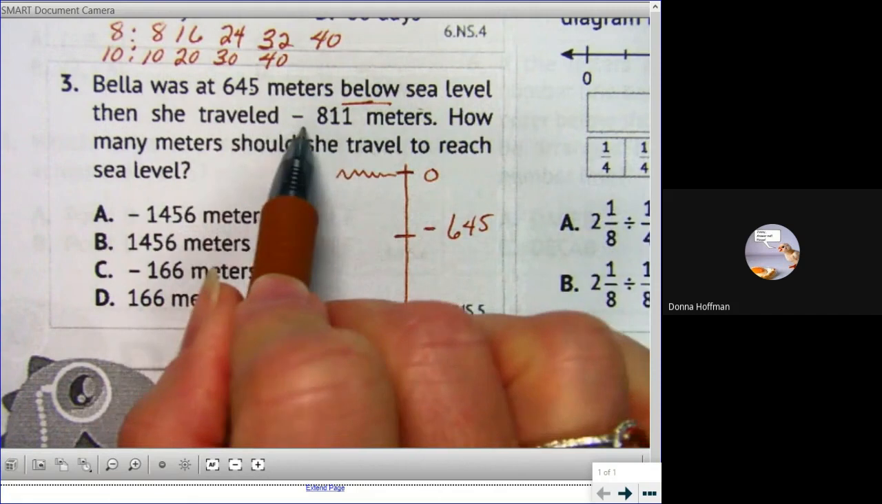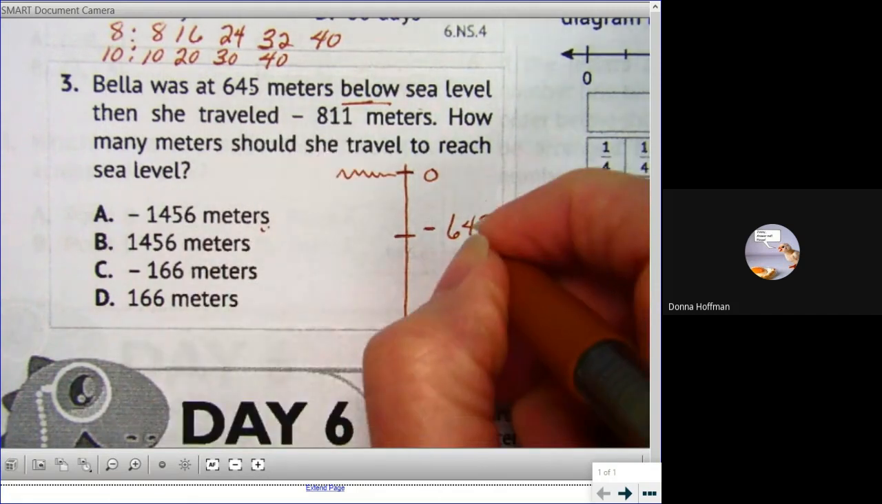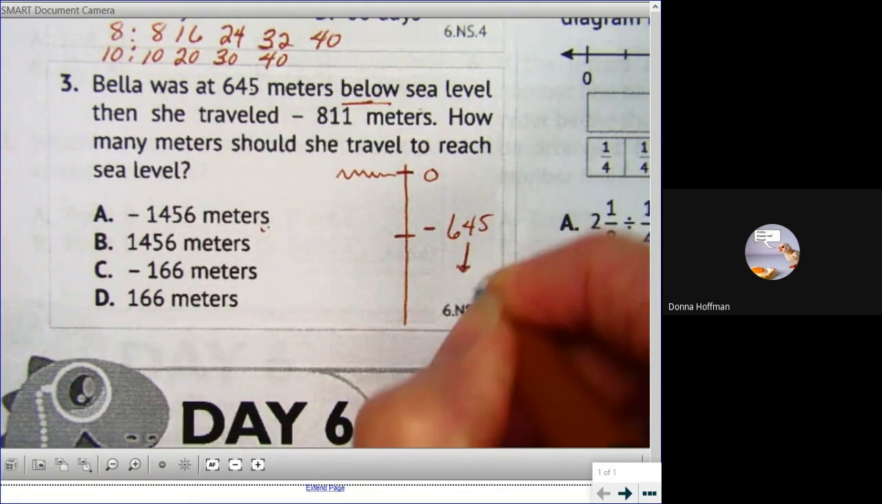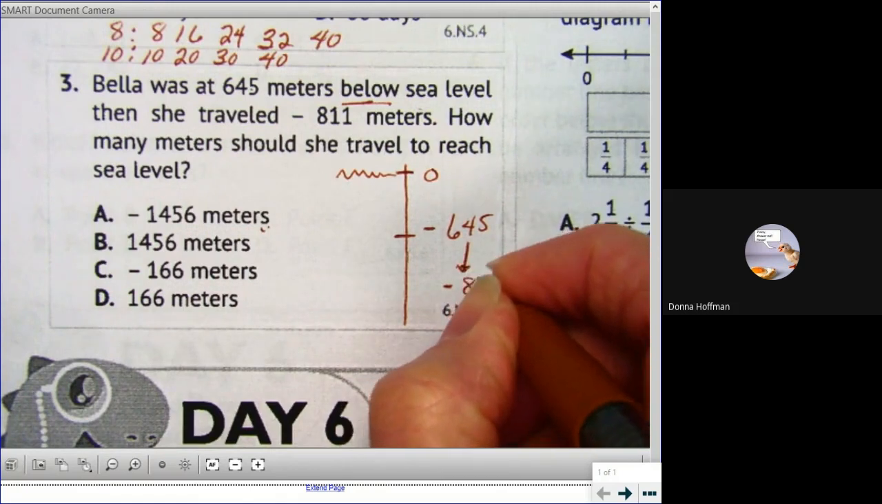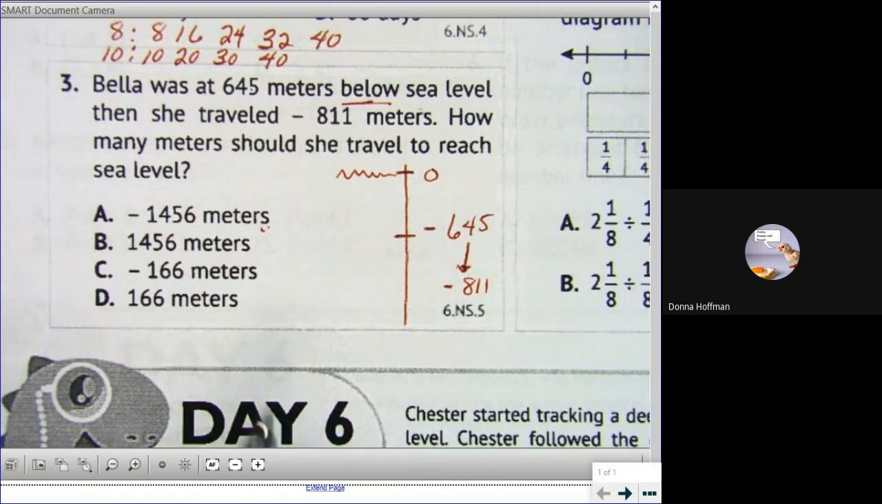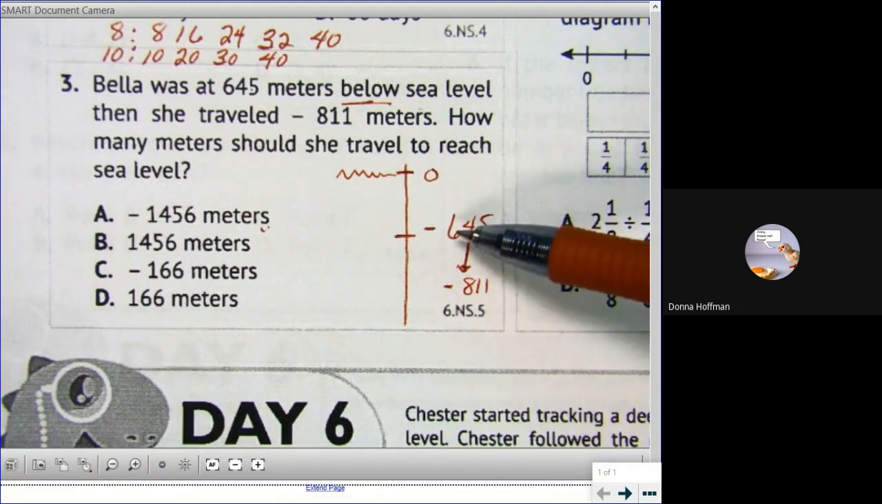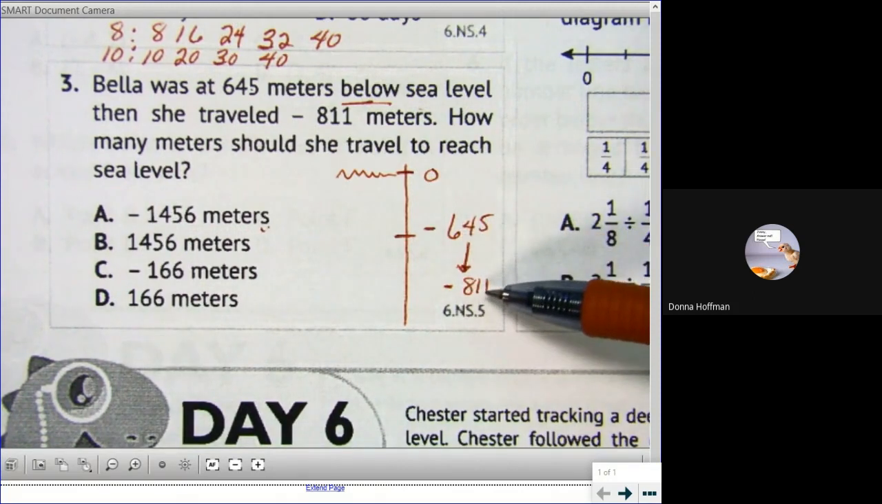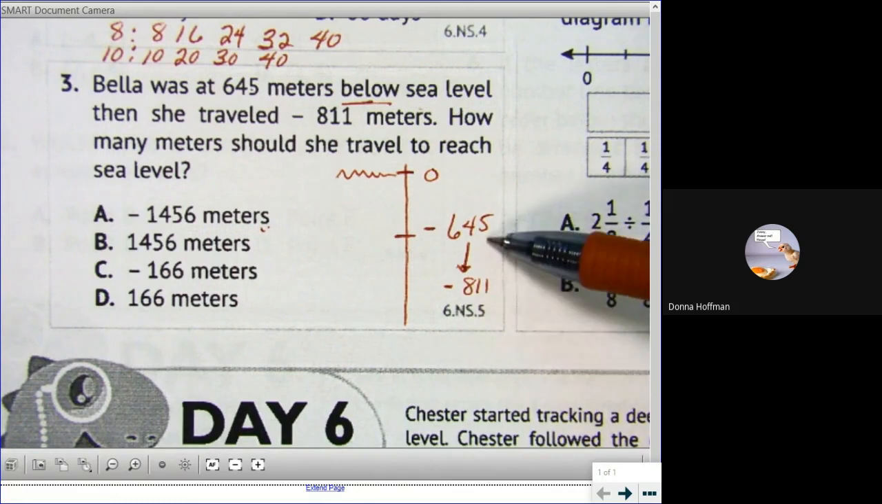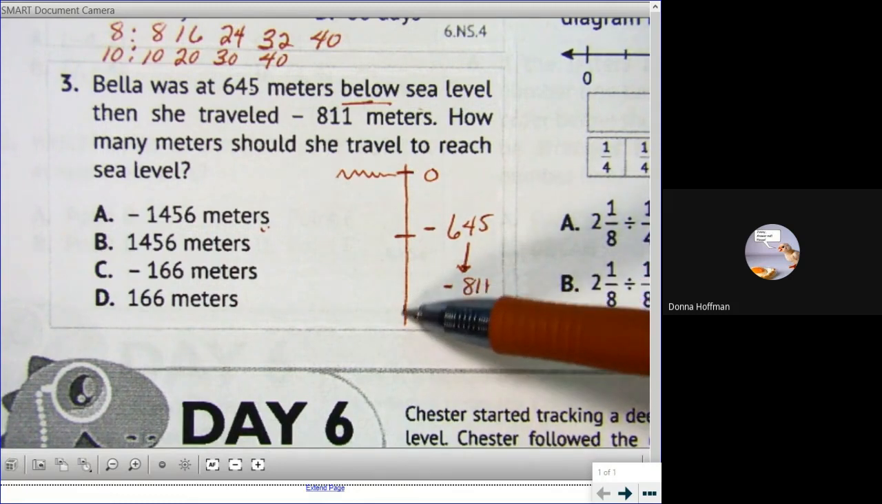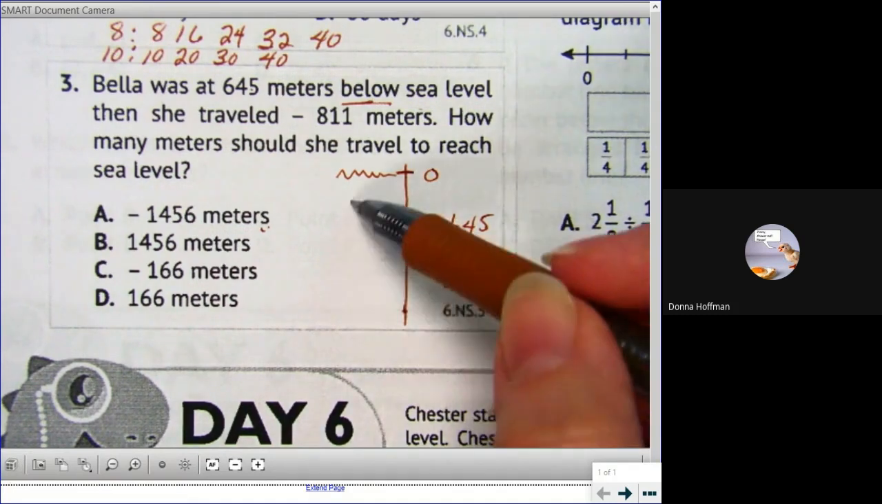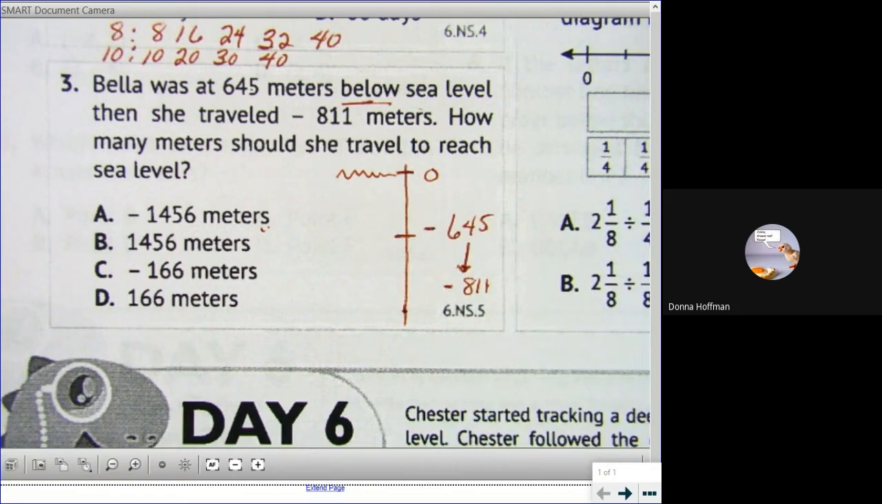Then she travels another negative 811. So she's traveling another depth of 811. So how many meters should she travel to reach back to sea level? Okay, so she's here, then she dives another 811. You need to figure out how far down here she dives before you can even figure out that she needs to go in the positive direction back to sea level. So I will let you figure that out.